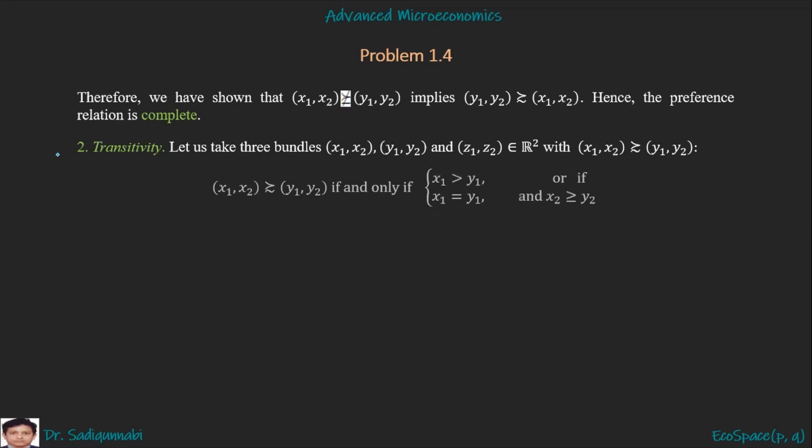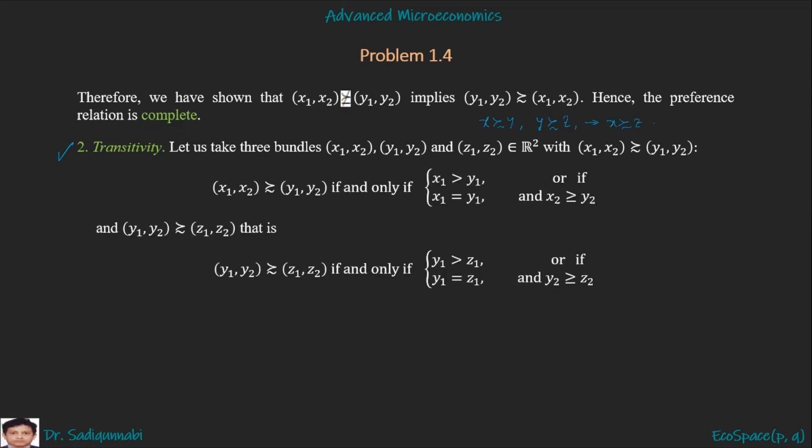Now let's go for transitivity. For transitivity, let's take another bundle, because we know that for transitivity, X is preferred to Y, Y is preferred to the third bundle Z, and transitivity implies that X is preferred to Z. Okay, so let's take X, Y, Z and apply the definition of the lexicographic preference relation.